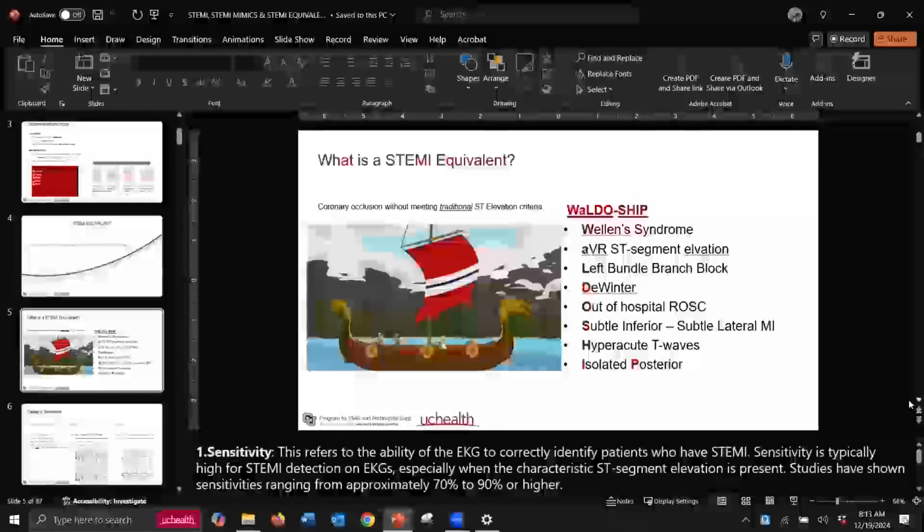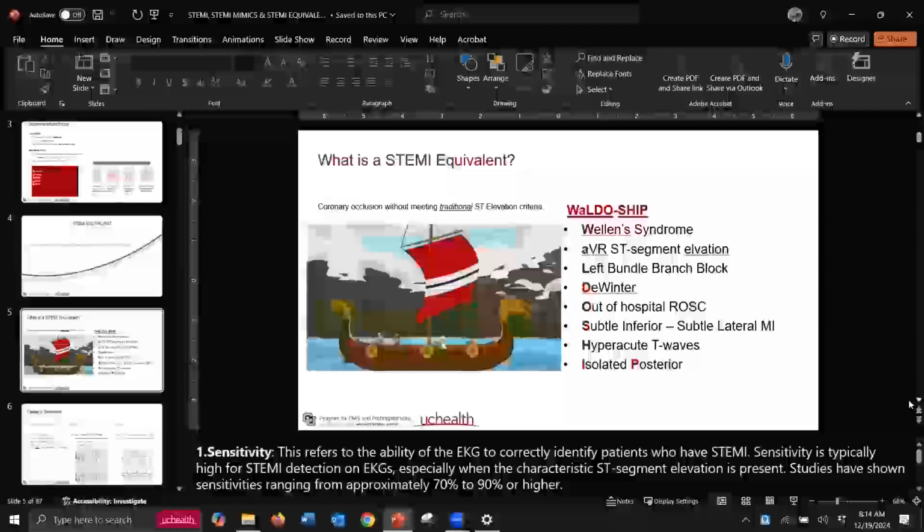So once again: Wellens syndrome, aVR ST segment elevation, left bundle branch block, DeWinter's T waves, out of hospital ROSC, subtle inferior or subtle lateral MI, hyperacute T waves, and isolated posteriors. We'll go through each one of these because these are important. These are equivalent to a STEMI. These require the same treatment and the same procedures as does a STEMI. What they don't meet is a STEMI alert criteria. I think over the next number of years, they'll be added into that.